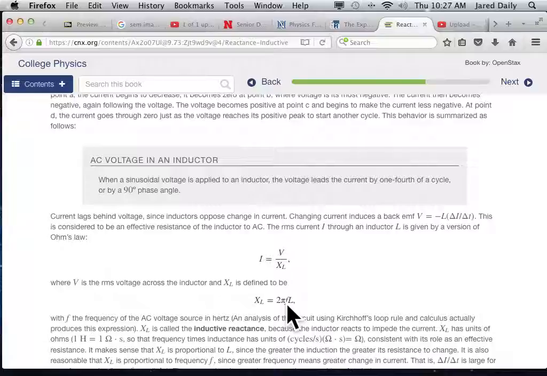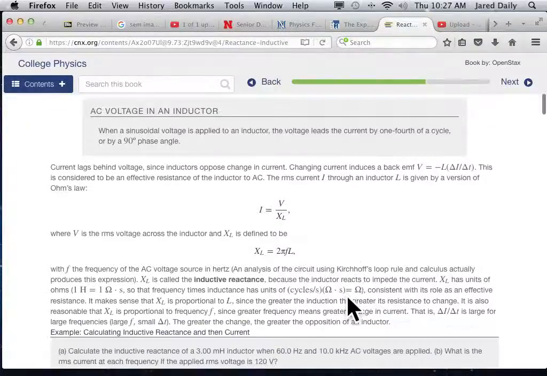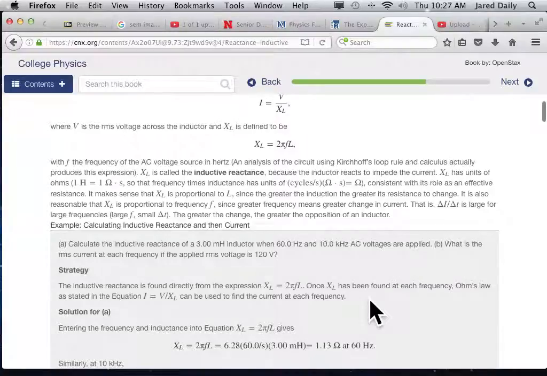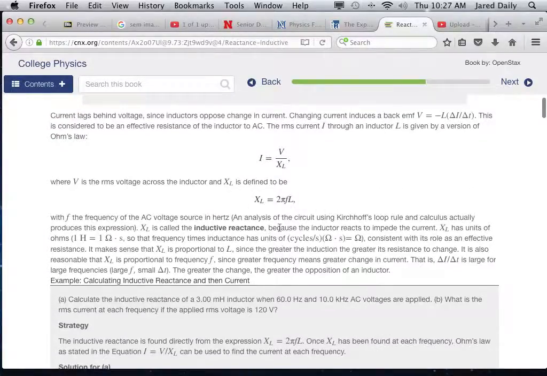The frequency matters because how fast it moves determines how much the inductor affects the circuit. So the faster the frequency, the more the inductor affects the circuit. But it's still just Ohm's law. If you know the frequency of the AC current and you know the inductance of the inductor, then you can calculate the reactance, or the resistance, quote unquote, of the inductor and determine how much it affects the circuit.